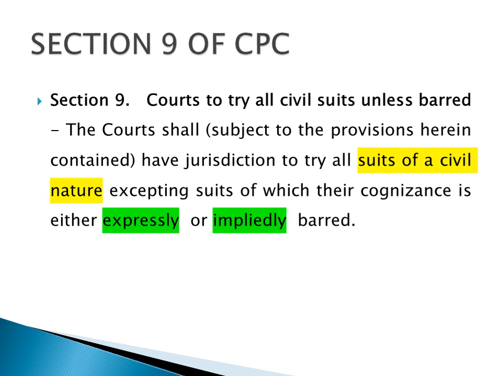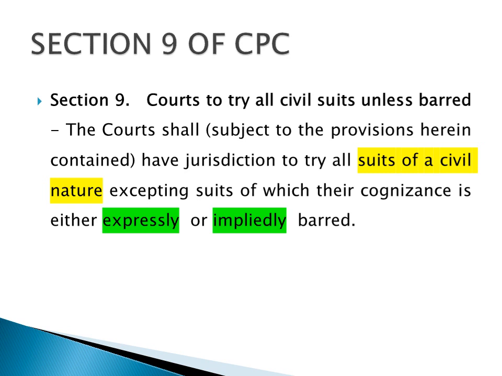Here, the courts means civil courts, and the civil courts are only competent to try the suits of civil nature only. So, according to Section 9, the civil courts are incompetent to try a suit when the suit is not of civil nature and when the cognizance of such suit is expressly or impliedly barred.